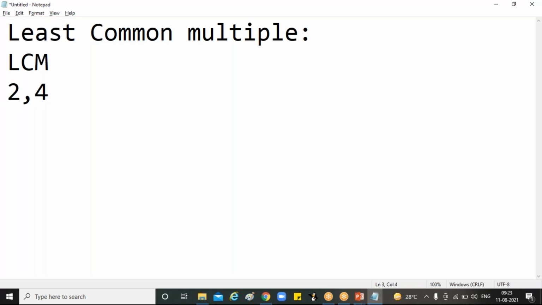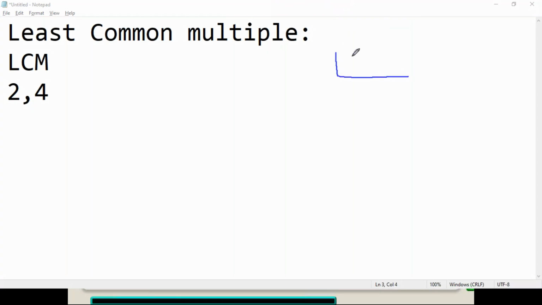Least common multiple means LCM. 2, 4 are the numbers. Whenever they give 2, 4 as the numbers, this is the way you have to find the LCM. This is called the division method. 2 1s are 2, 2 2s are 4. We have to multiply all the factors: 2 into 1 is 2, 2 into 2 is 4. That is the LCM for the given numbers.